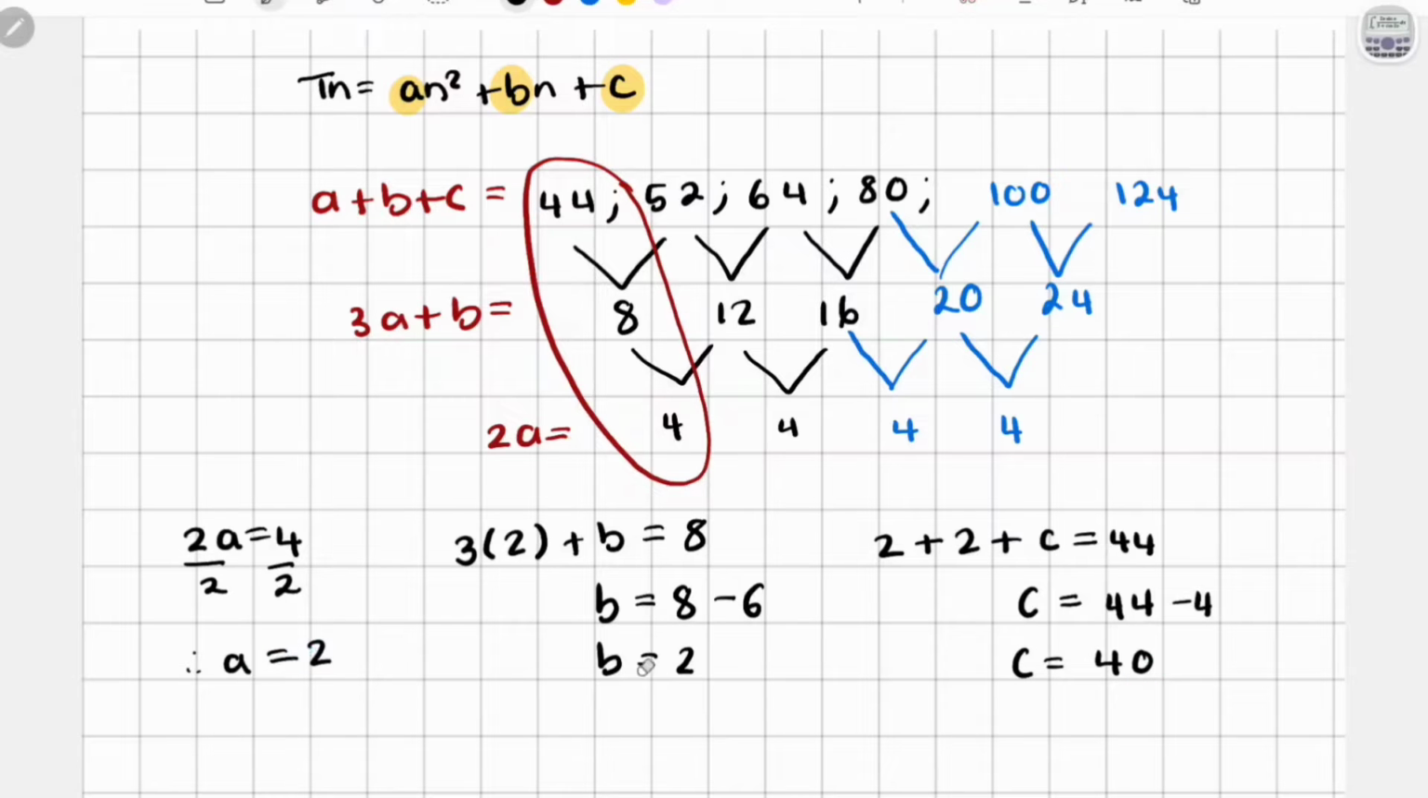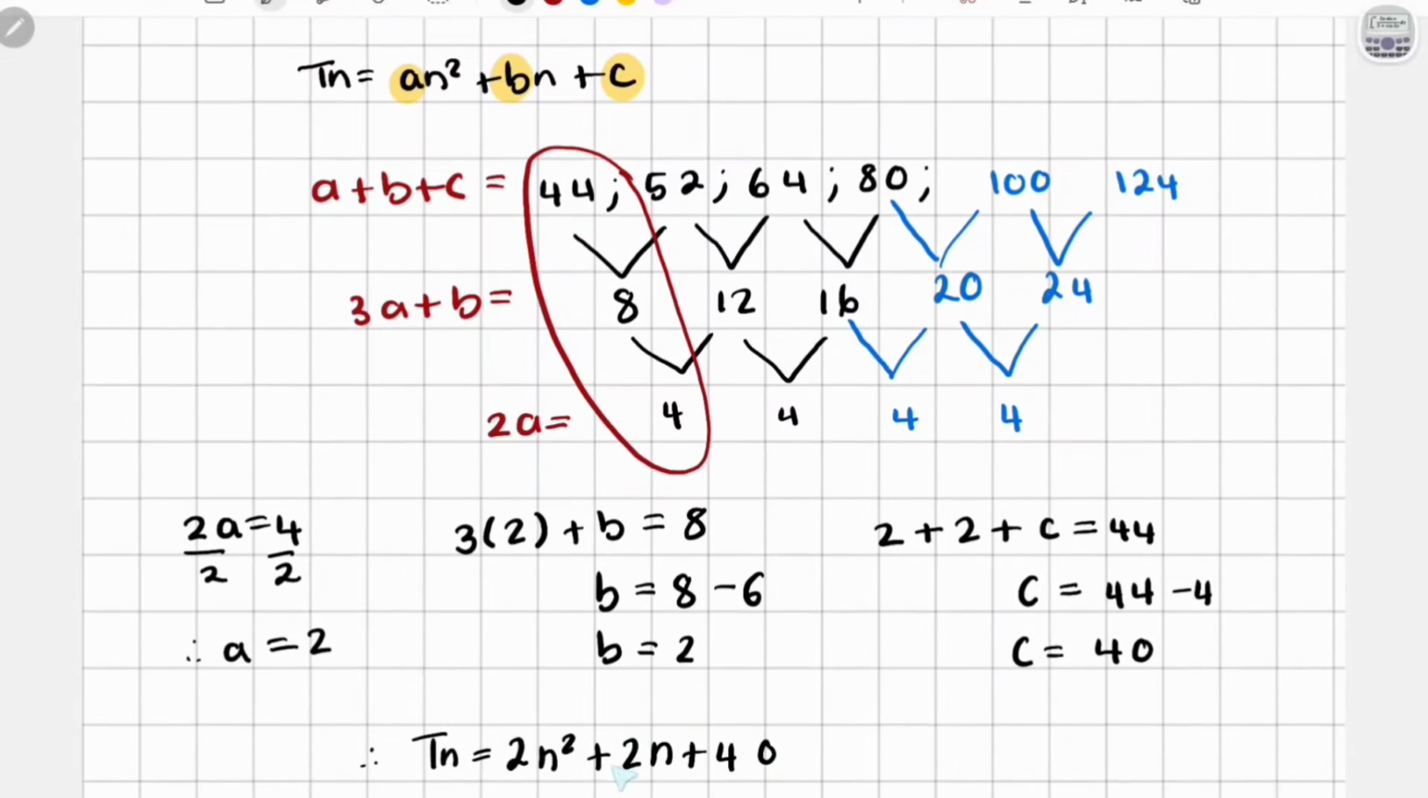Now you see we have a, b, and c, and we can substitute it into this formula. So Tn is finally equal to, our a is 2, so 2n squared. Our b is 2, so plus 2n, and our c is a positive 40, so plus 40. And there we go. That is the nth term of our sequence.